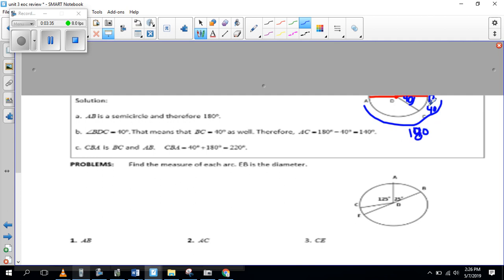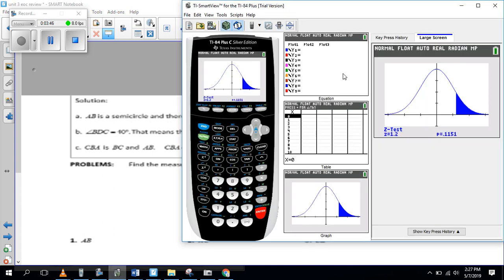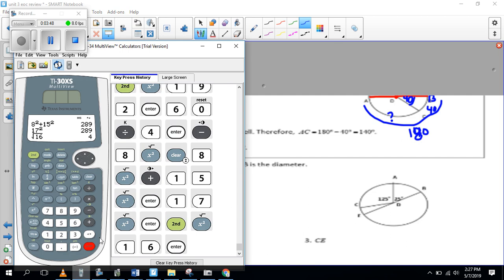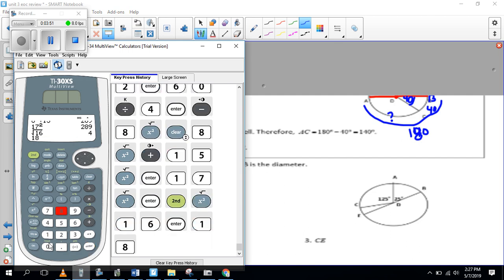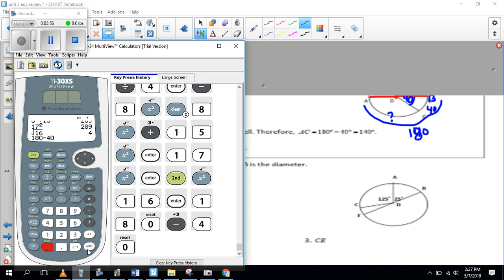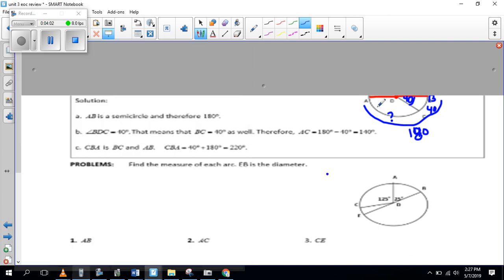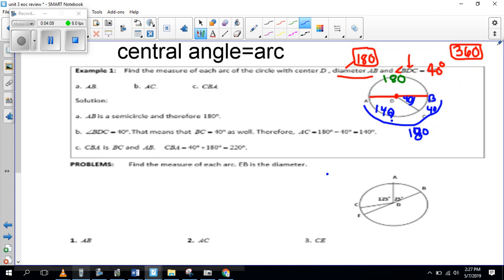But they told me a piece of the circle already was 40. So how could I figure out this part here? What I need to do is get my calculator, wrong calculator again, sorry, and do 180 minus the part they gave me. That's like somebody owes you $180, but they pay you $40. How much do they owe you? 140. So we have 140 here, because if I add 140 and 40, I should get 180. Now we can answer our questions. This makes it so much easier.